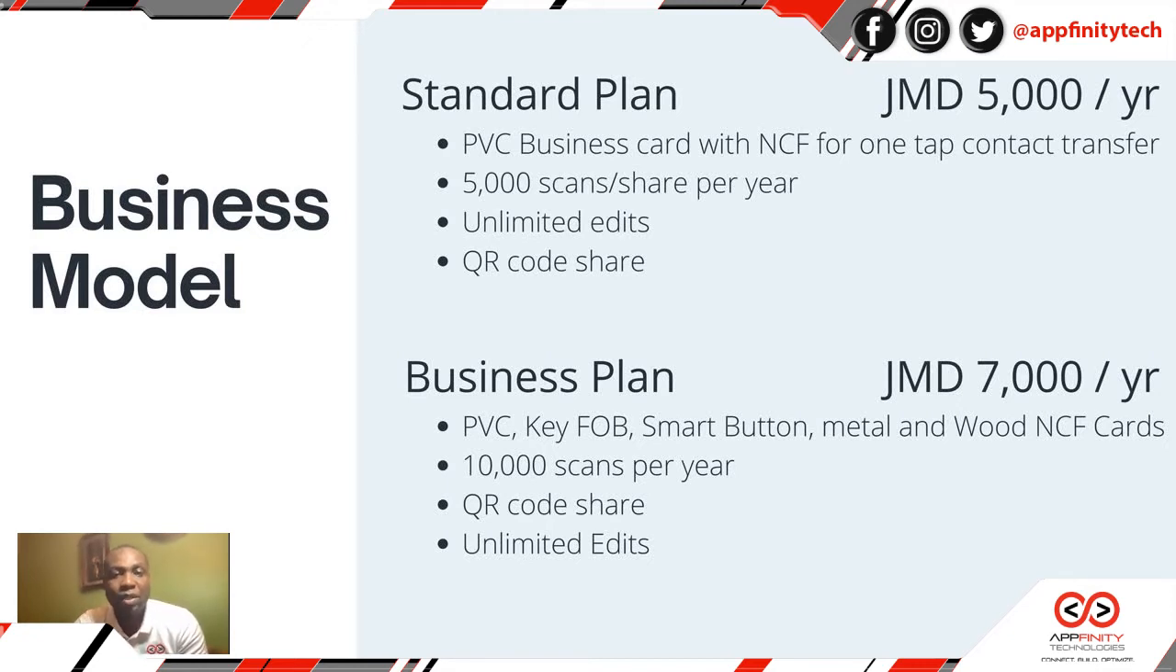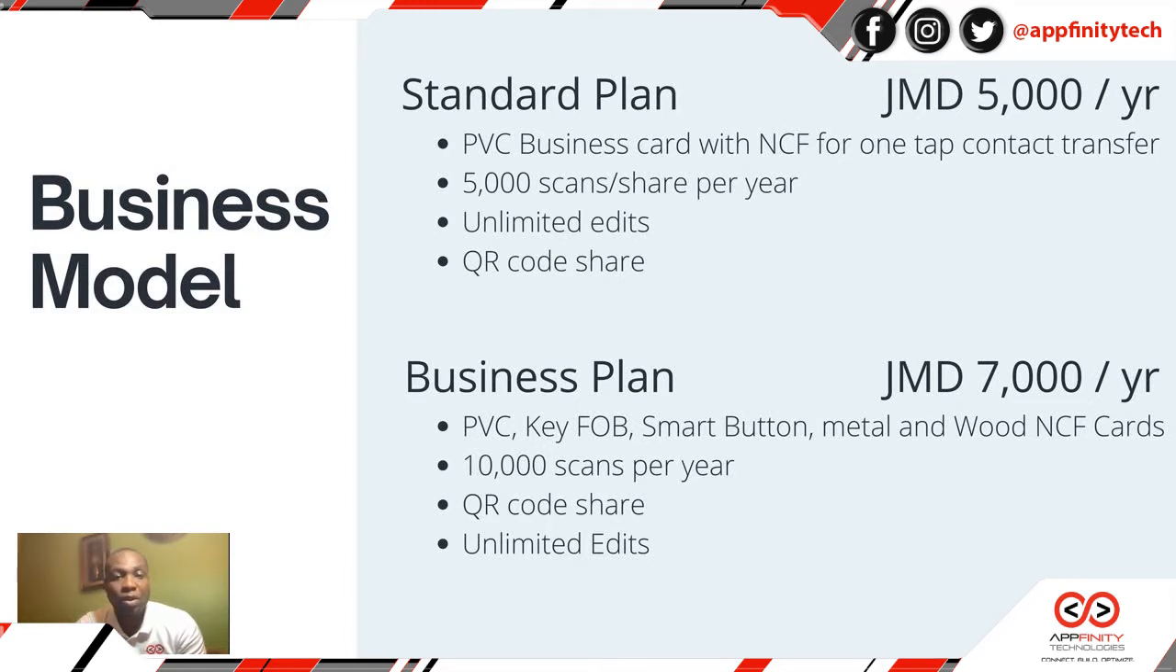So we're going to be having 2 plans. One, we're going to be having the standard plan, and the standard plan is you're going to be getting a PVC business card with NFC. We're going to be doing at least 5,000 shares or scans per month. You will have unlimited edits. You'll also have a QR code which you can share on your website, etc.